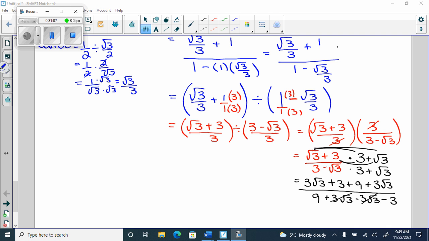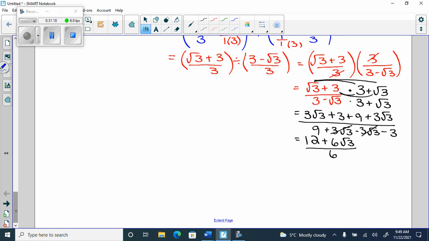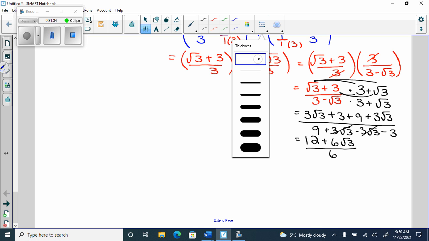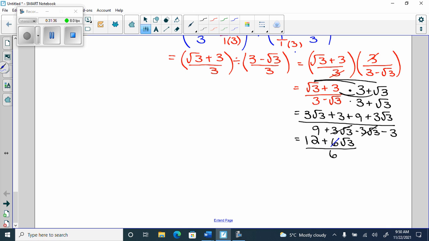So we're going to get 12 plus 6 root 3 over 6. And then this is the last thing we have to do. It's a triangle thing. If you can take it out of all three, it's a 3 for 1 deal. If you can take it out of all three coefficients, you can. If you can't, you can't. So 12, 6, and 6. Can I take something out of all of those? Larger than that. A 6.